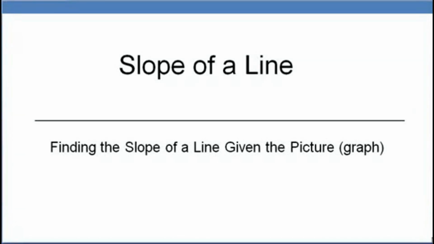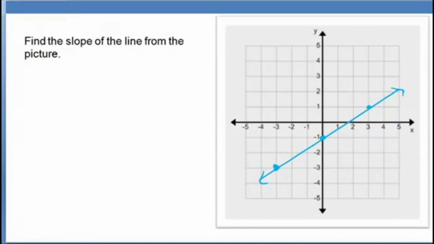Slope of a line. Finding the slope of a line given the picture, the graph. We'll find the slope of a line from the given picture. What we're going to do is find 2 points that hit at the corners of the boxes. Pick those so that we can move a full unit and count. And we're going to count from one point to another and measure the vertical movement compared to the horizontal movement.